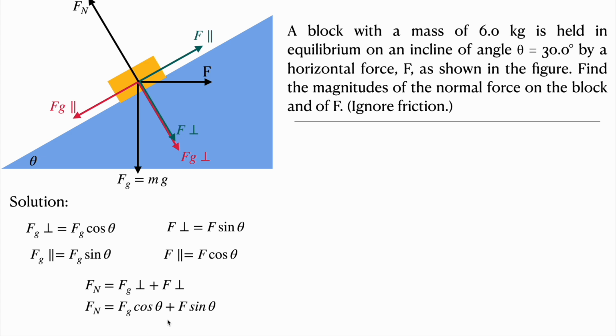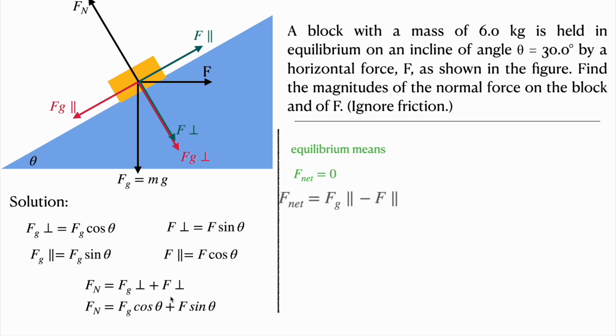As you can see, we have F missing here. Theta is given as 30 degrees. Fg we can find by mg, which is 6 multiplied by 9.81, so this is also known. The problem is we need F. So in equilibrium, what does it mean? It means that F net is equal to 0. And here we talk about F net, which is the force that is parallel to the incline. So it's F parallel and Fg parallel.